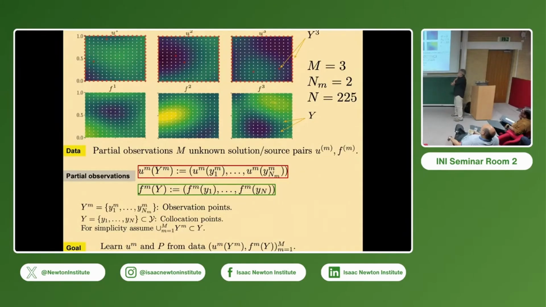Now, the data comes in the form of partial observations of M unknown source solution pairs. I'm going to write Ym for the points at which we observe those UMs.